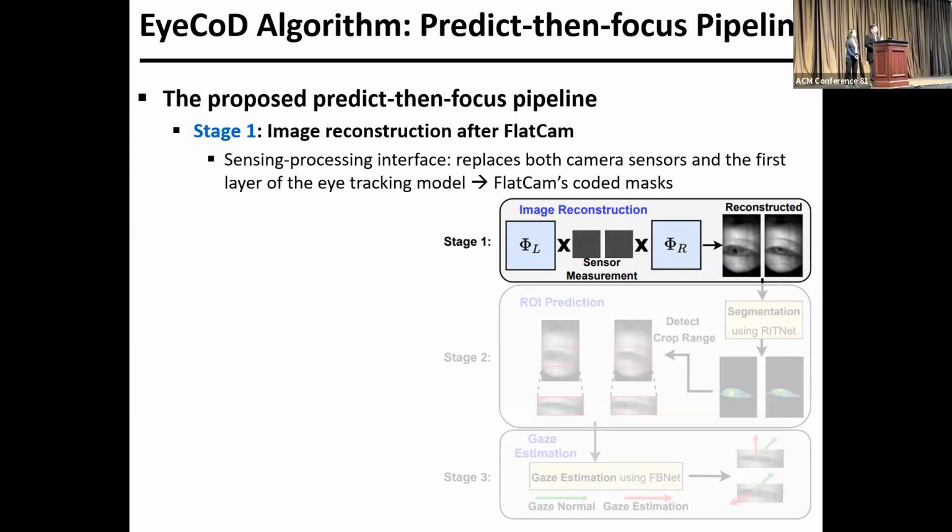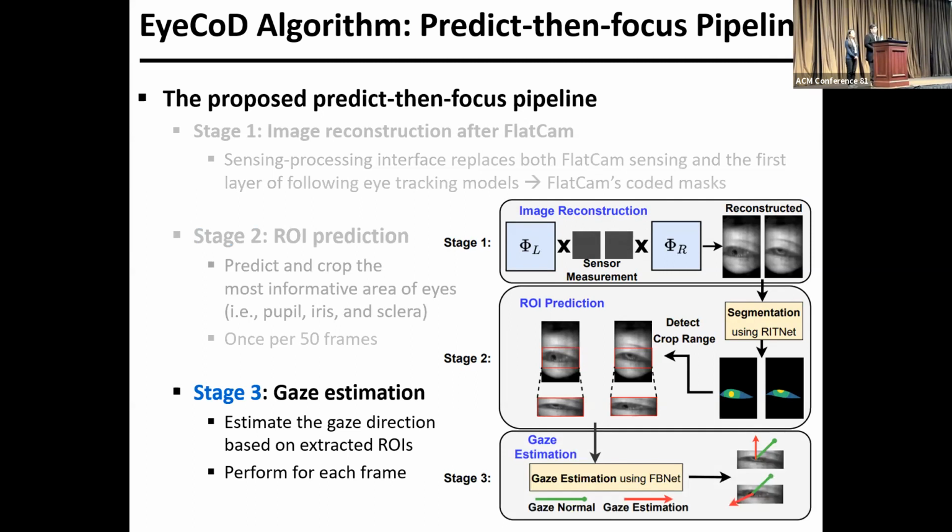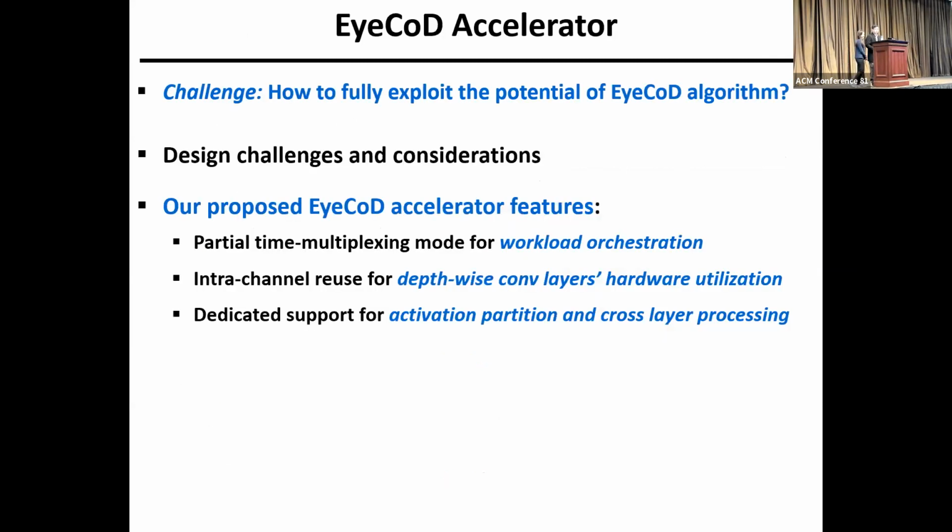The first stage is to perform image reconstruction after the FlatCam, which will incorporate the sensor processing interface to replace both the camera sensor and the first layer of the eye tracking model by the FlatCam coded mask. And the second step is to predict the region of interest. We predict and crop the most informative areas like pupil, iris, and sclera only once per 50 frames. And the third stage is to estimate the gaze directions based on the extracted ROIs and perform it for each frame. So next, Yang will introduce the EyeCoD accelerator.